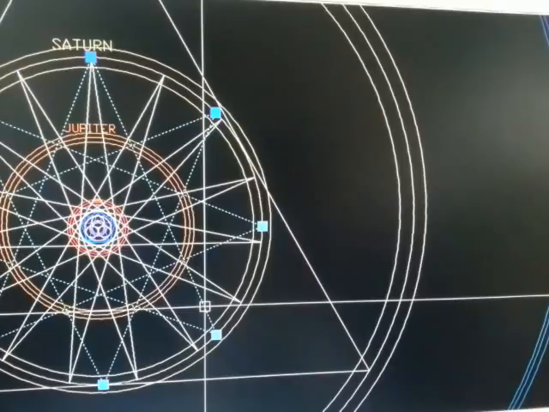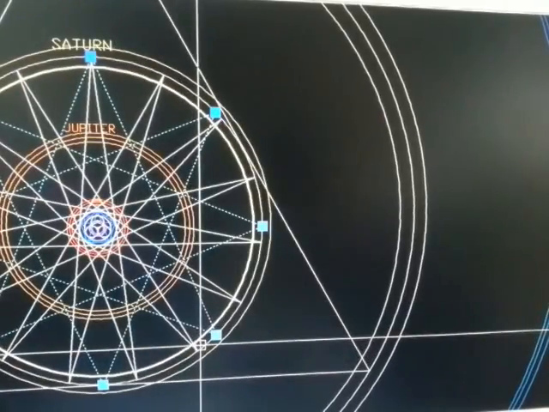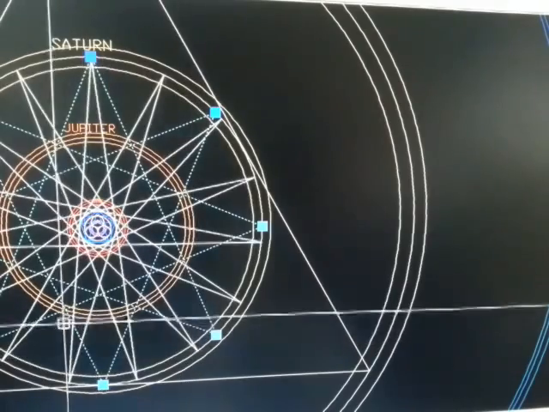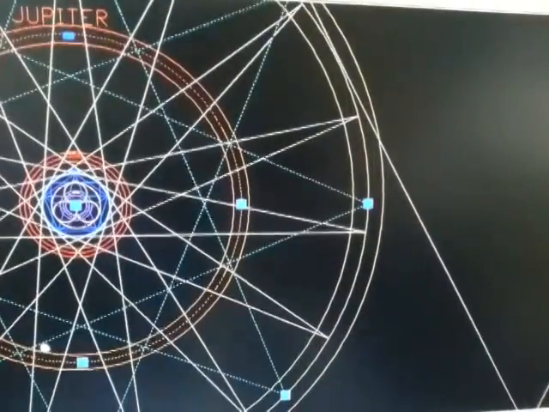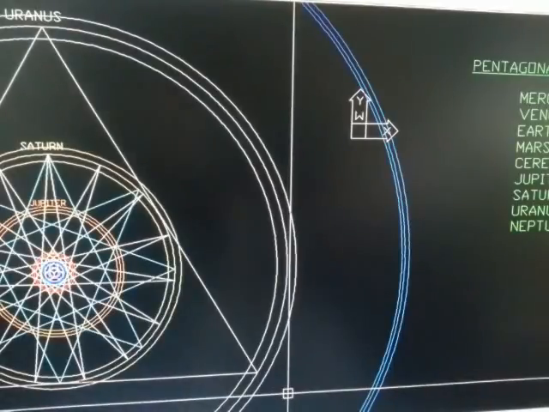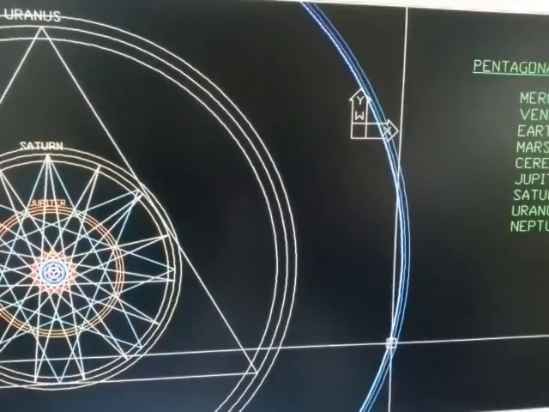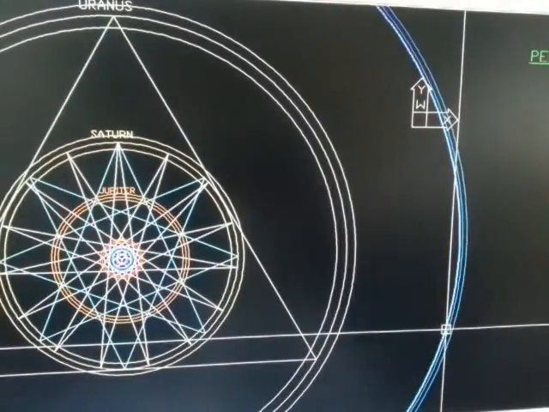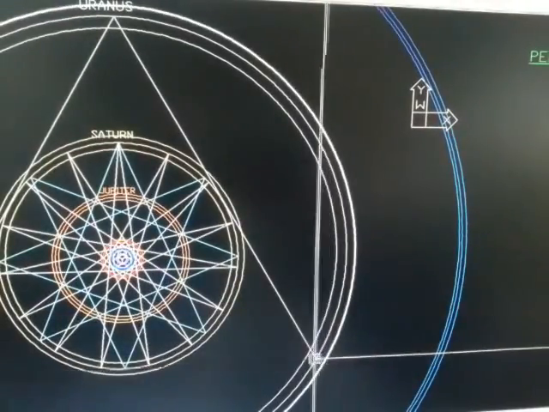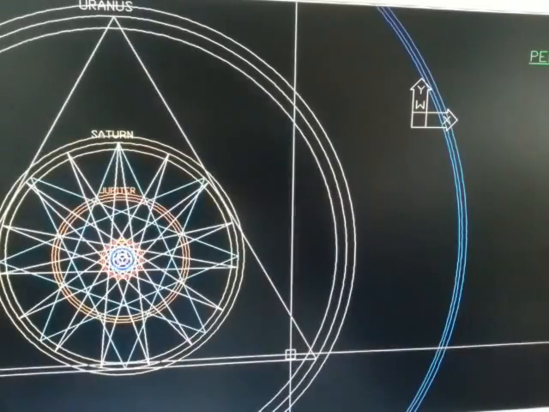Now this is an 8-pointed star. Here we find inside Saturn's mean orbit, the crossing points of the 8-pointed star fall on Jupiter's mean orbit. Now the accuracy is not perfect, but it's in the high 90s. Most of the time it's in 99.5% accuracy.